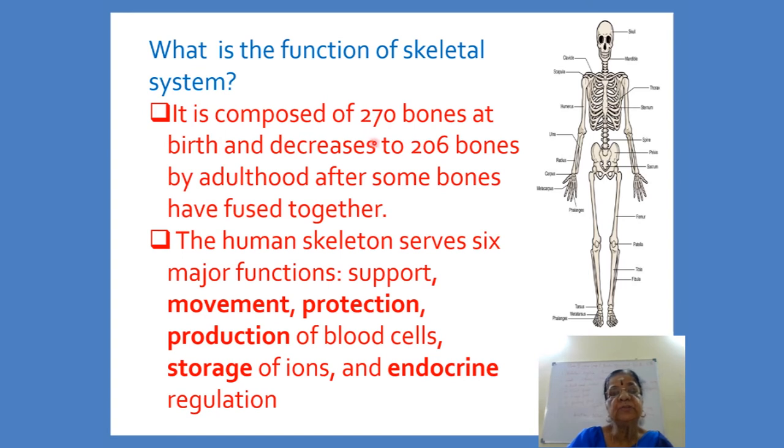The skeletal system is composed of 270 bones at birth and decreases to 206 bones by adulthood after some bones have fused together. Then it serves 6 major functions: support, movement, protection, production of blood cells, storage of ions, and endocrine regulation. Endocrine regulation: endocrine glands secrete hormones. Hormones are the chemical substances which are required in a very minute quantity. That is regulated by this skeletal system.